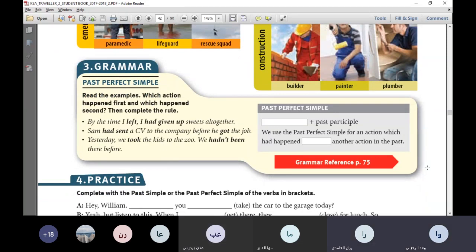Okay. Now, you remember the past perfect symbol? Do you remember what was this grammar about? I will give extra points.